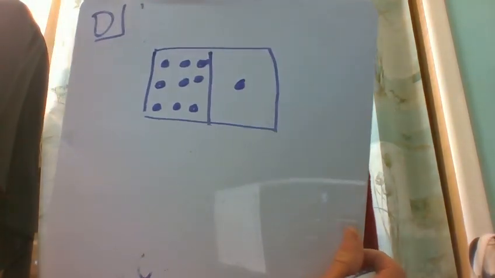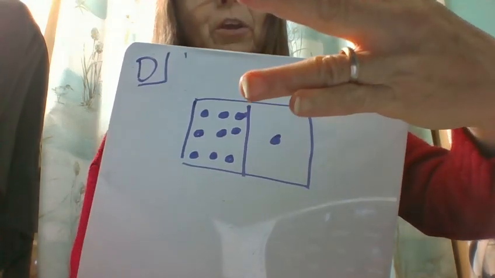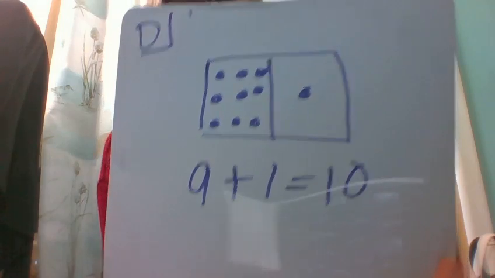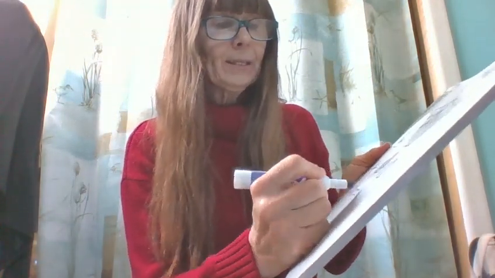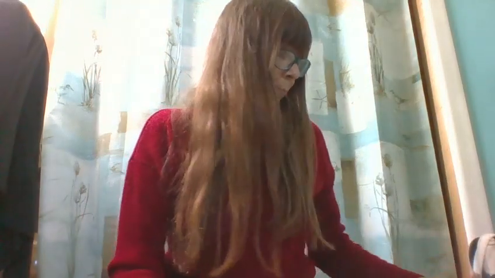Okay? Once again, we have 4 equations, 2 addition equations, 2 subtraction equations. So 9 is here, plus 1, and it's a partners of 10. So it's going to equal 10. We flip the domino around and we get 1 plus 9 equals 10. Oops, I'm sorry, this is letter E. Got to change the letter at the top. Letter E.